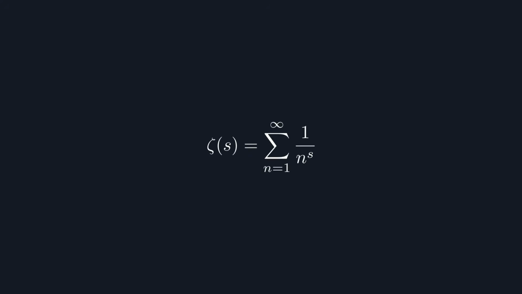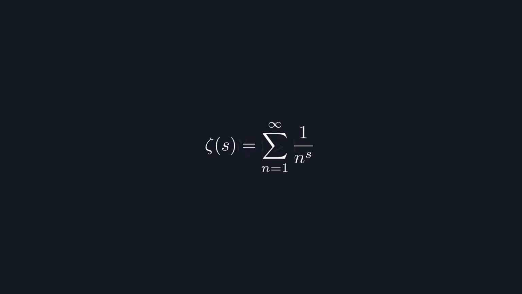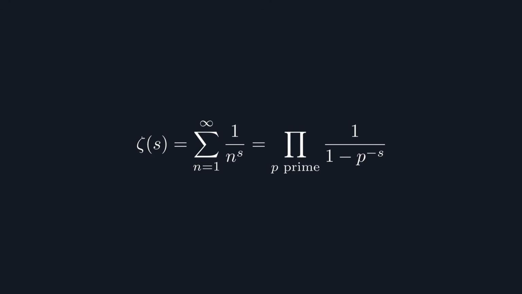The zeta function is defined to be the infinite sum of the reciprocal s powers, well, if the real part of s is greater than 1. It's also known to be deeply connected to the primes through this infinite product over all of the primes. And there are two ways to go about proving this.